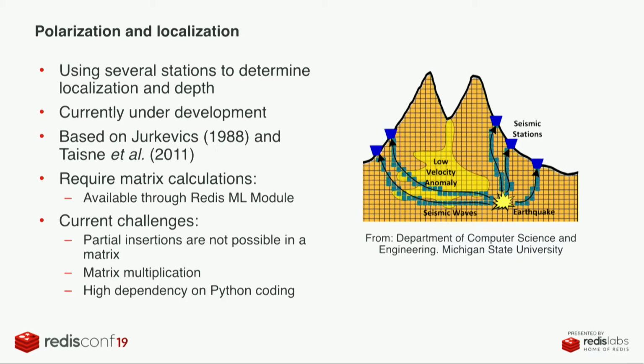In that case, we require a matrix calculation, so they are available through the Redis ML model. But the current challenge that we have is that we need to complete partial insertions, and they are not possible in the Redis ML model because the matrix is so large, and we need to do it in a partial way. So we are trying to solve that, and we have a high dependency on Python code when we complete the matrix multiplication. But actually, I consider that if I use Redis Gears in future, we will solve this better than with the tools that we already have.